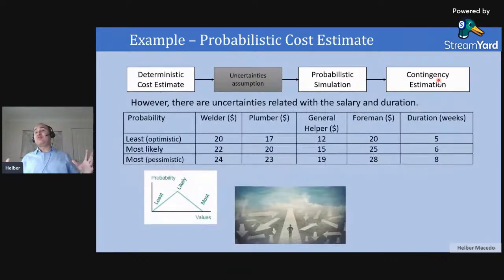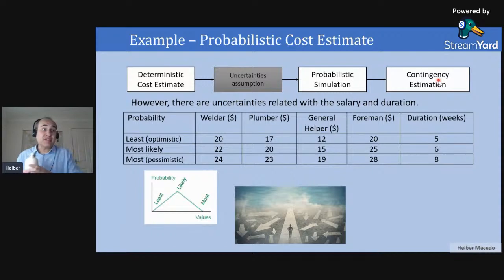So what I need to do now is look at what the uncertainties will be. In my example, I will say, look at this scope and what I need to do. I believe that my uncertainties are correlated with the salary of my employees and the duration, because maybe of productivity or some conditions on the site. So I will define three points.